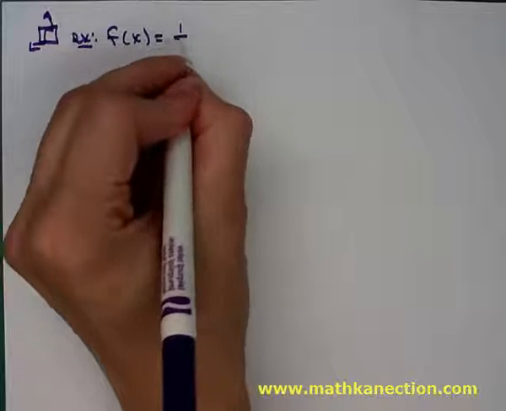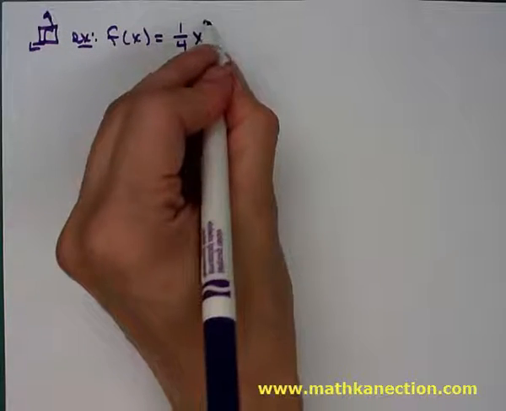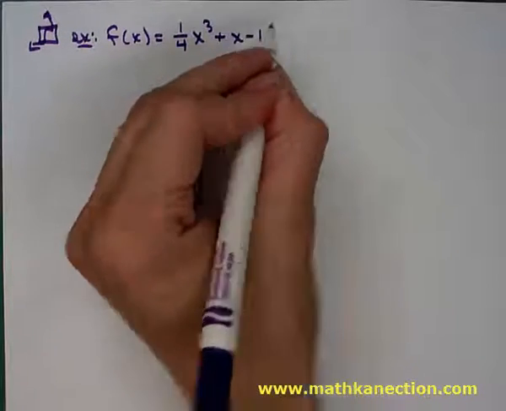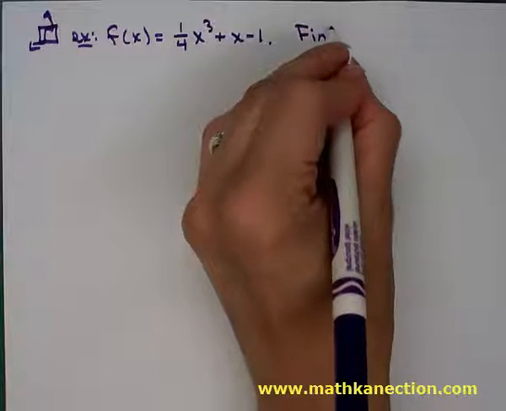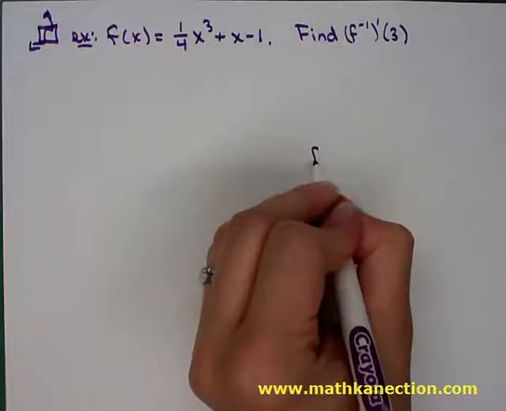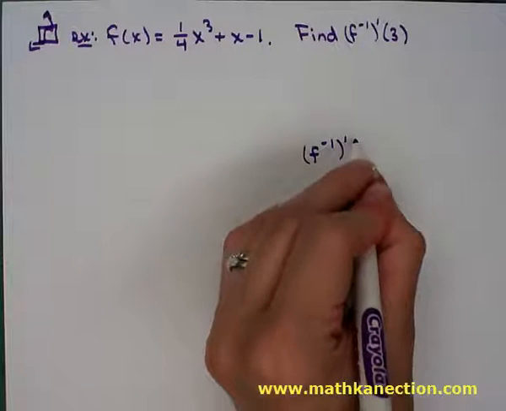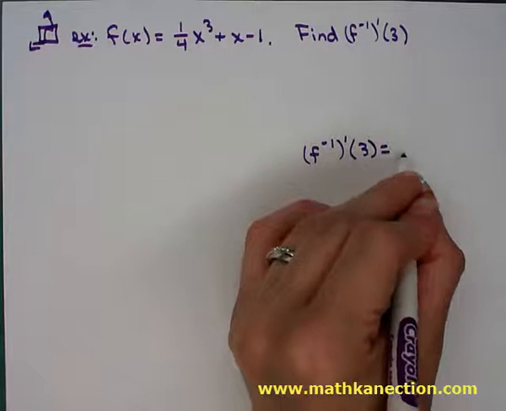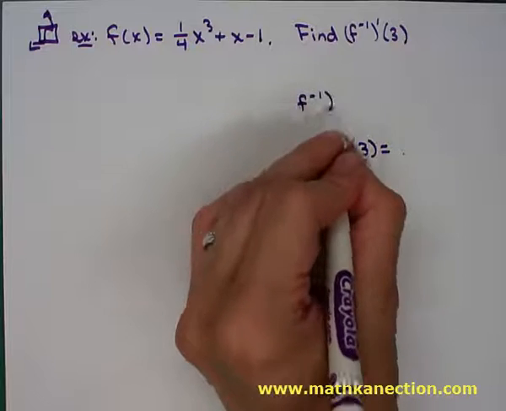In our next example, we're going to use a calculator given that f of x is equal to 1/4 x to the third plus x minus 1. We're going to find the derivative of the inverse at the value of 3. To get the derivative of the inverse at the value of 3, we're going to first find the inverse of 3.